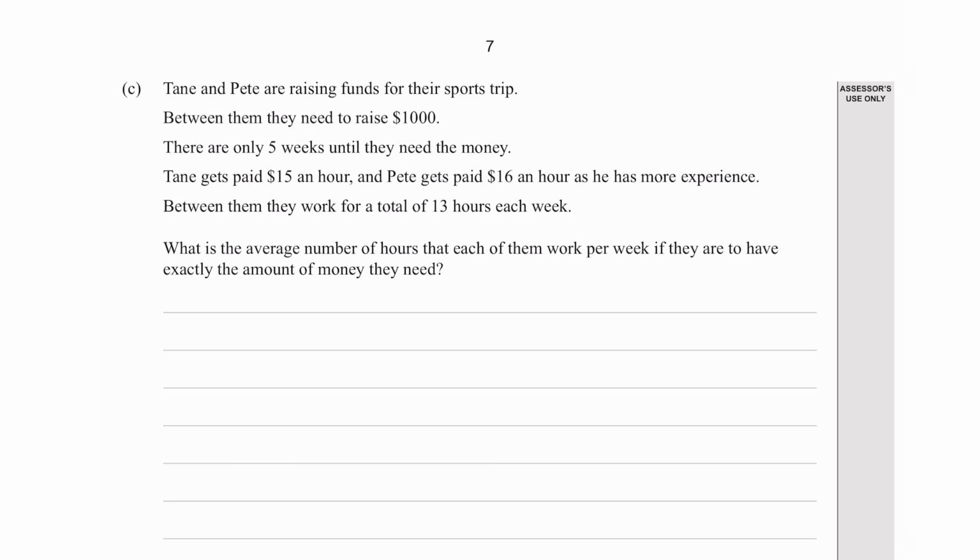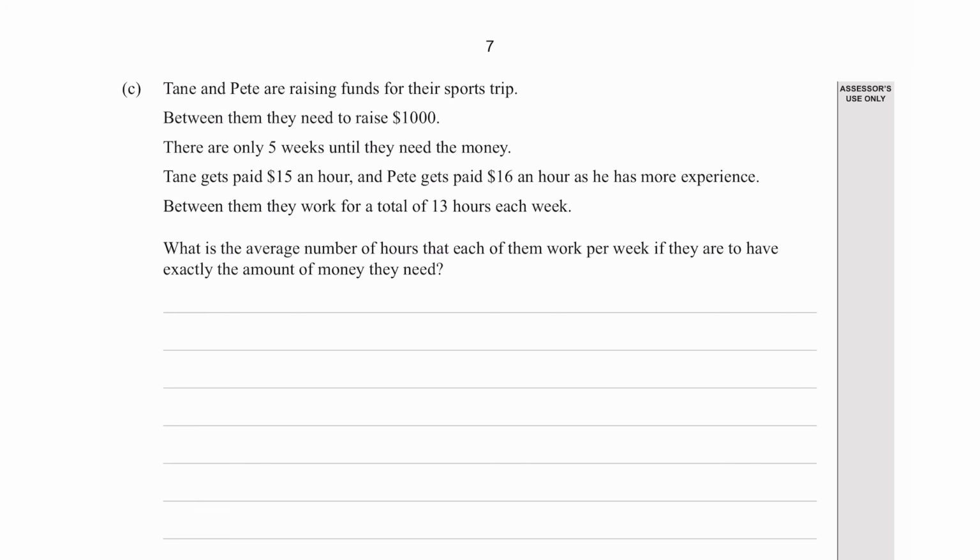Okay, part C. Tane and Pete are raising funds for a sports trip. They need to raise $1,000. They only have 5 weeks to do it. Tane gets paid $15. Pete gets paid $16. Now between them, they work 13 hours each week. What is the average number of hours that each of them work per week if they are to have exactly the amount of money they need?